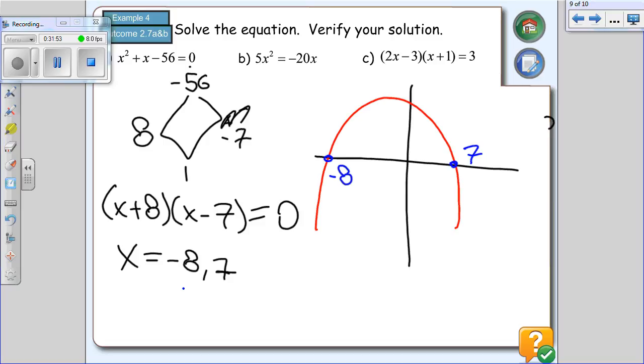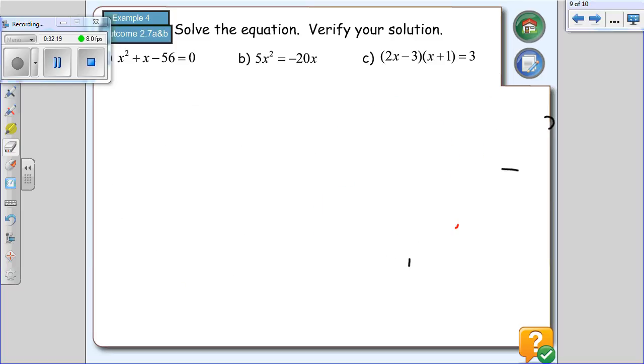Guys, we've just done the easy one. That's it. So let's please pay attention. Look at B. What's your first step? General form. First step is general form. Right now, we don't have 0 on the right. We have a negative 20x on the right. So we're going to move it over by adding 20x to both sides.